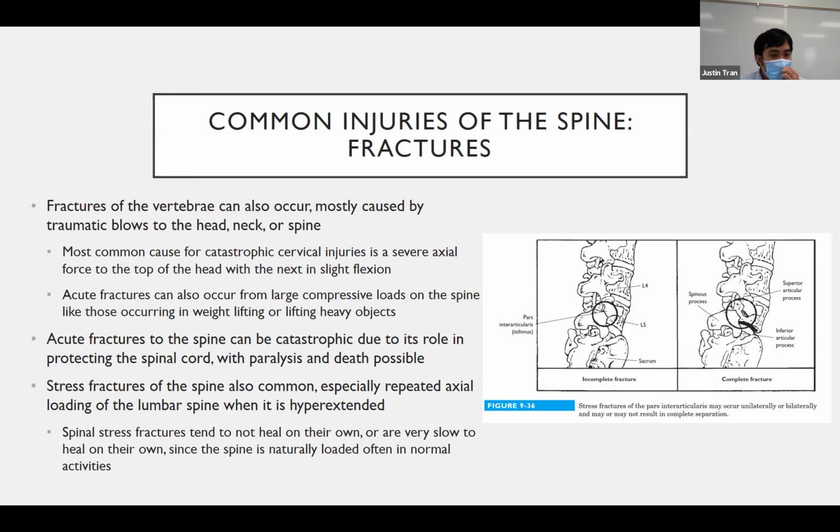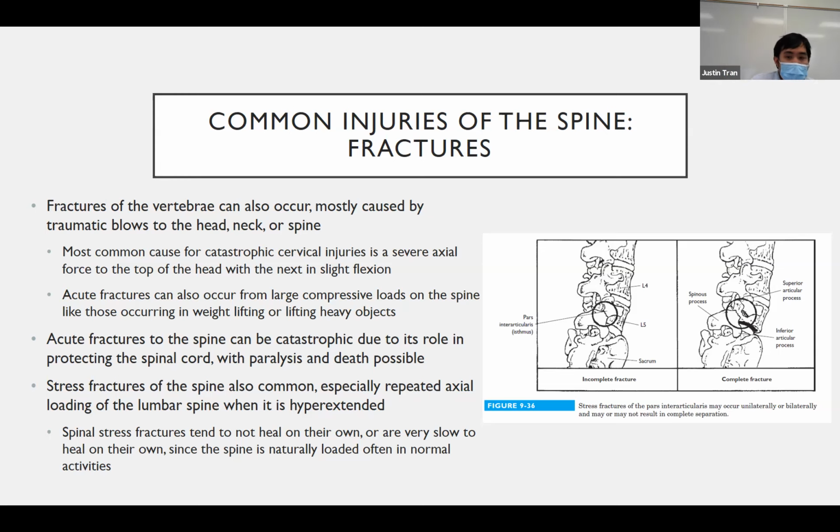Okay. And so acute fractures can also happen when you're carrying a large load. If you're doing a big task like weightlifting, or you're lifting a heavy object, and you do it a little bit too quickly, where your muscles or the ligaments and the tendons can't sustain that load, then all that load is going to be placed on your vertebrae, on your spine bones. And so that can also cause some fractures as well. Okay.